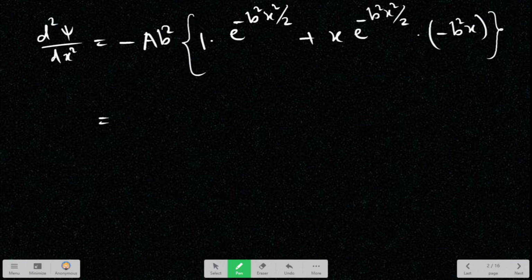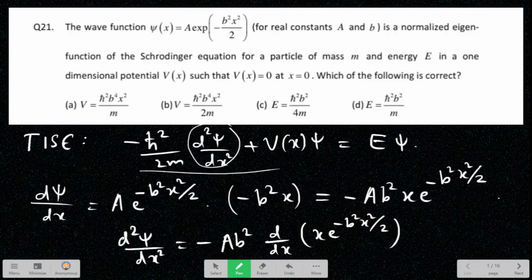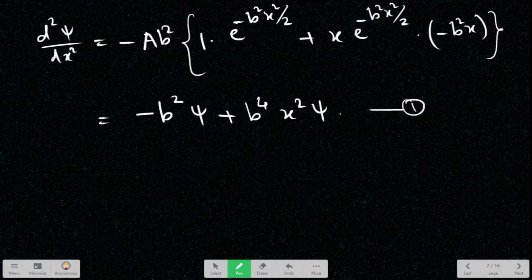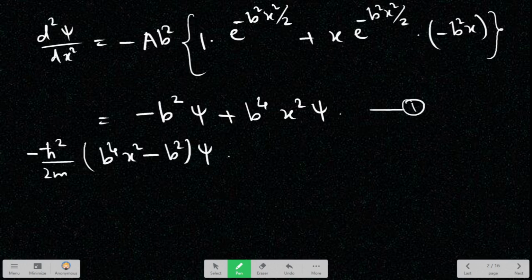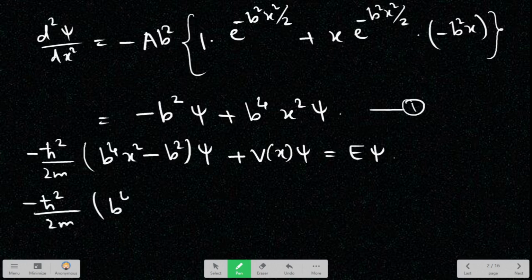Now if you substitute back, A e raised to minus b square x square upon 2 is psi. Then we will get d square psi upon dx square is equal to minus b square psi plus b raised to 4 x square psi. Now you can put this equation 1 in the time-independent Schrödinger equation that we wrote here. Then we will get minus h cut square upon 2m into b raised to 4 x square minus b square into psi plus V of x psi is equal to E psi. If you divide this equation throughout with psi, then you will get minus h cut square upon 2m into b raised to 4 x square minus b square plus V is equal to E.